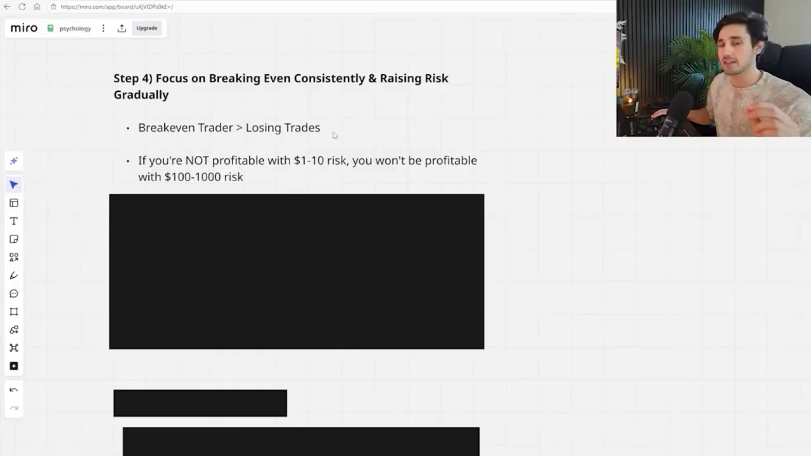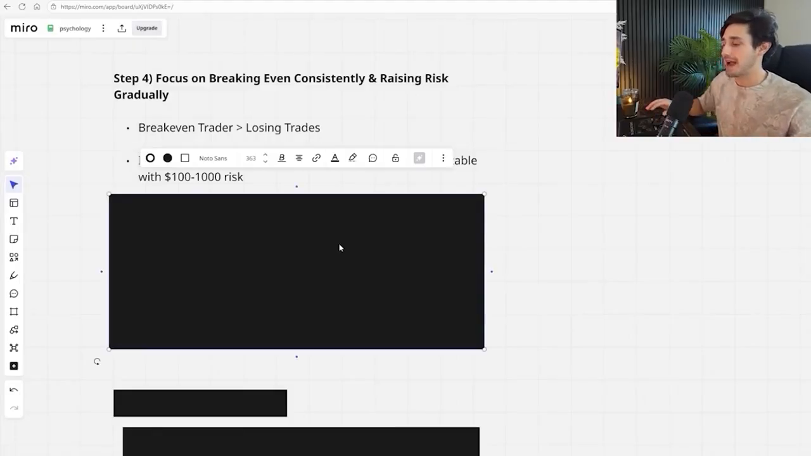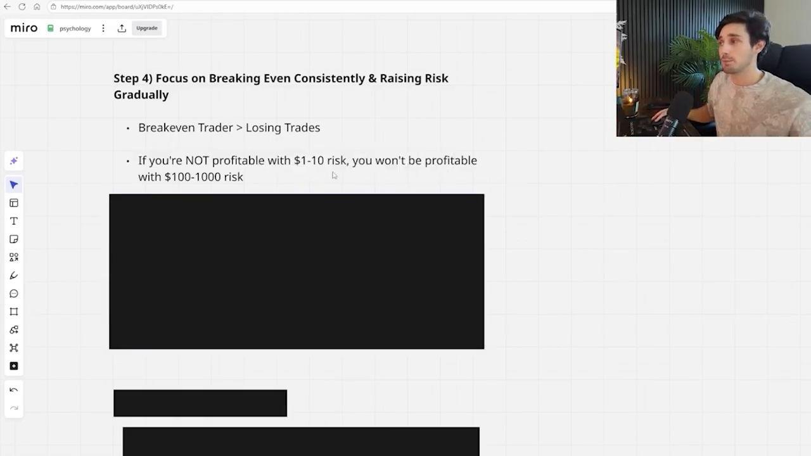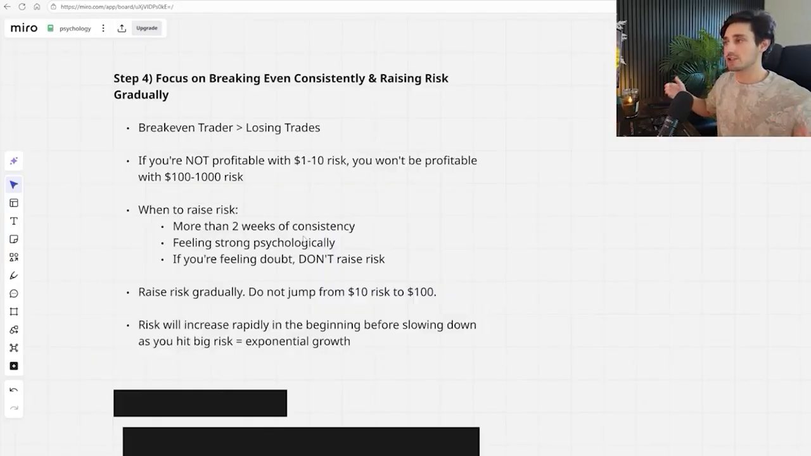Now, a big mistake that traders make is that they go from $1 to $10 risk to $100 risk or $1,000 risk instantly. You don't want to do that. In fact, if you can't make money with $1 to $10 risk, you won't be able to become profitable with $1 to $1,000 risk. Keep that in mind. And you want to raise your risk gradually. And you don't want to just quadruple your risk overnight.